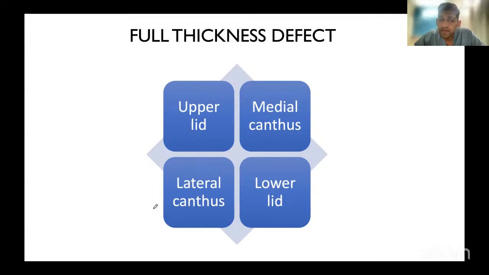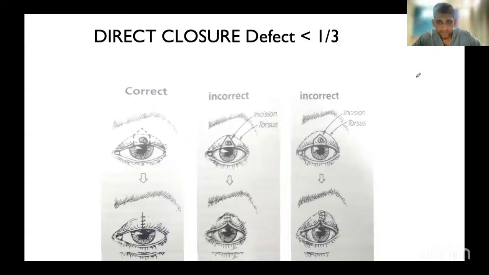More commonly seen in patients of trauma, or sometimes in patients who have undergone surgical excision of malignancies. For ease of purpose, I have divided these defects into 4 parts. We'll deal with defects of the upper eyelid, defects of the upper eyelid along with the medial canthus, upper eyelid with the lateral canthus, and then lower eyelid, and then some defects which cannot be closed just by direct closure.